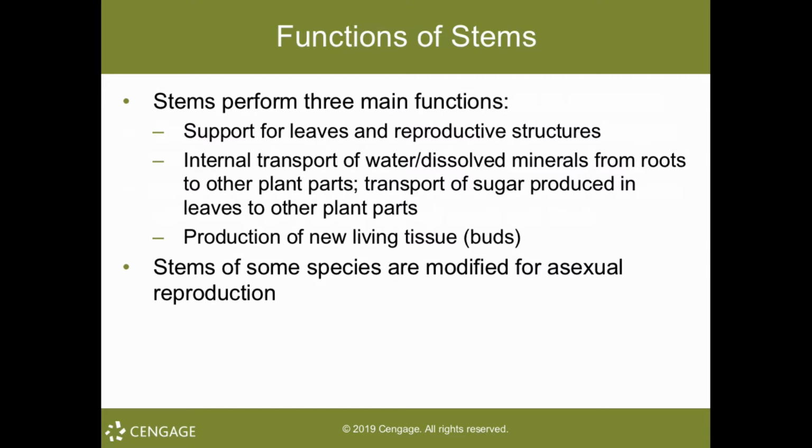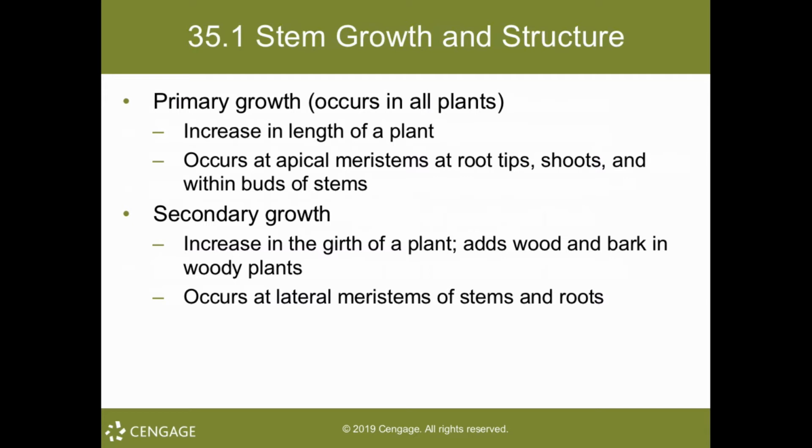Stem growth and structure. Thirdly, stems produce new living tissue. They continue to grow throughout the plant's life, producing buds that develop into stems with new leaves and/or reproductive structures. In addition to the main functions of support, conduction, and the production of new stem tissues, stems of some species are modified for sexual reproduction, or if green, to manufacture sugar by means of photosynthesis. Now on to stem growth and structure.